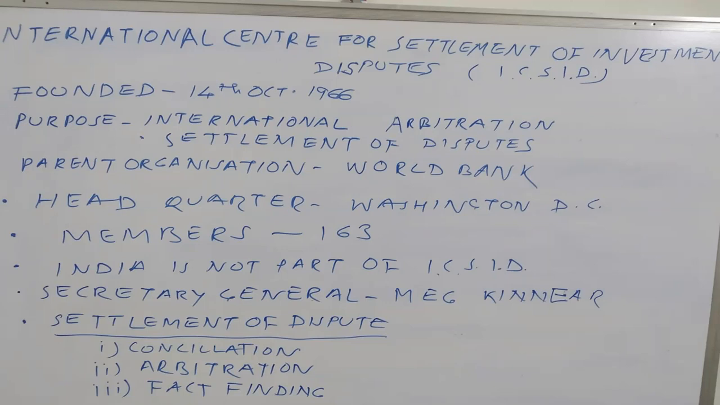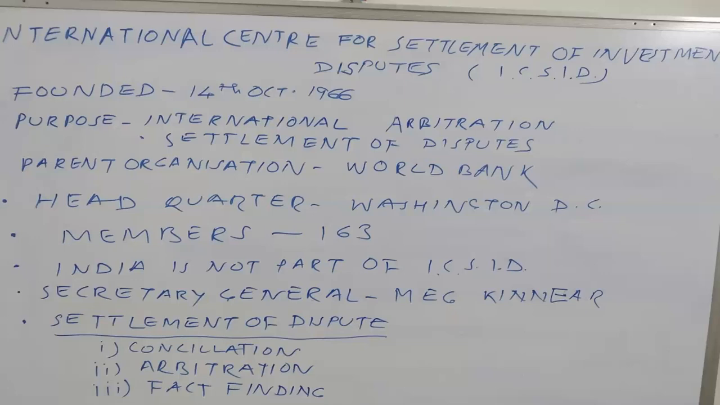Except ICSID, India is part of all the five subsidiaries of the World Bank group. If an odd-one-out question comes, asking which among the following India is not part of, then the answer will be only ICSID, because India has not joined ICSID.